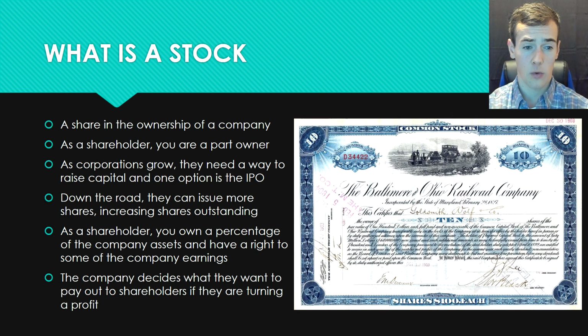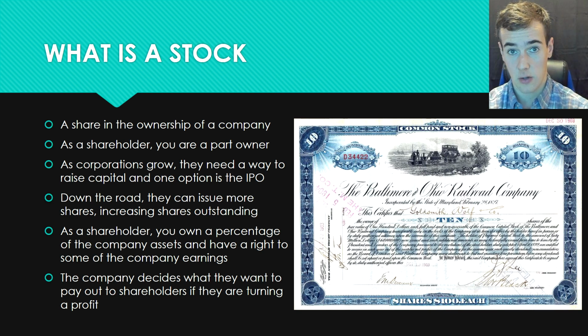And then down the road, if the company wants to, as a means to raise more capital, they can issue more shares, which is going to increase the shares outstanding. And shares outstanding is the total number of shares of that company available to both private and public entities. It's the total number of shares out there of that company. And what happens as they issue more shares is the stock becomes more diluted and there are more shares outstanding. So typically speaking, you don't want to be seeing companies issuing more shares. It's going to make your ownership stake more diluted.